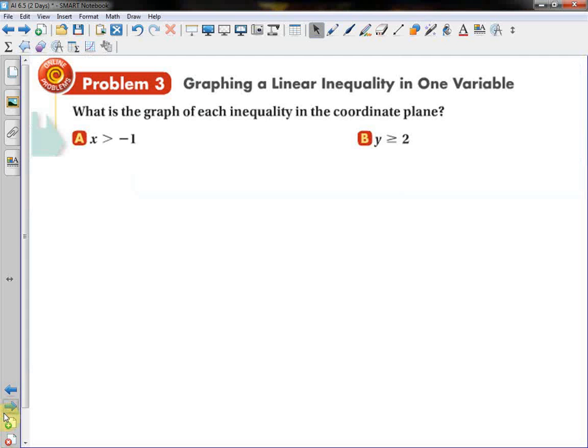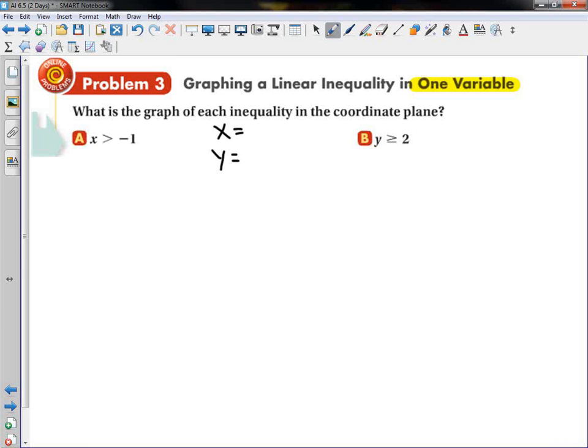So first one we're going to be graphing, but this time there's only one variable, right? There's not an x and y like there was last time. So what we need to remember is what do linear equations look like when it's just x equals, and what do they look like when it's just y equals? So there's only one variable each.